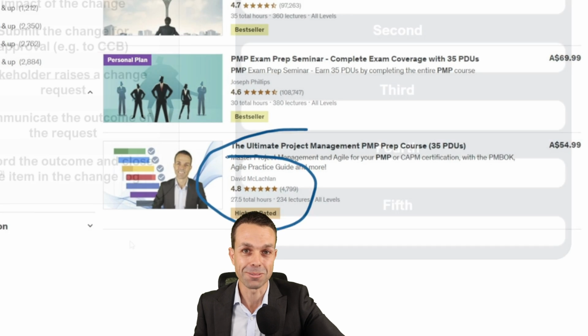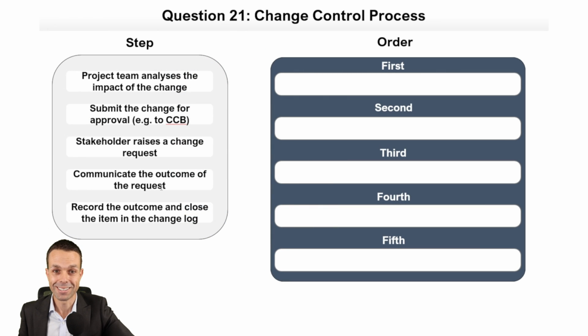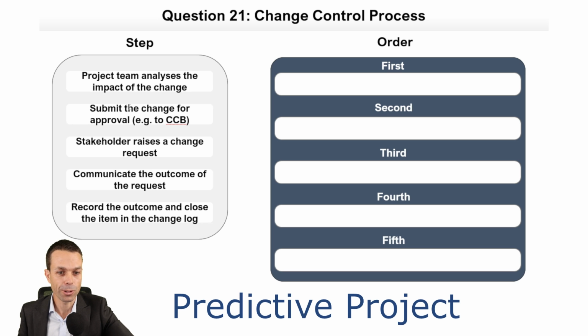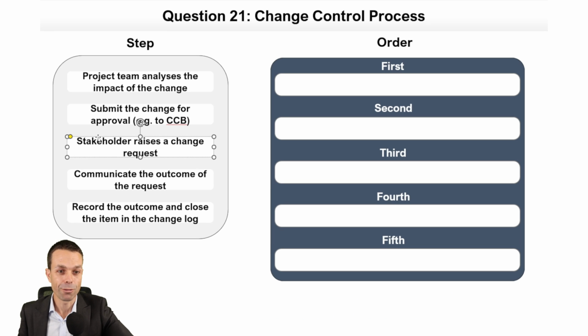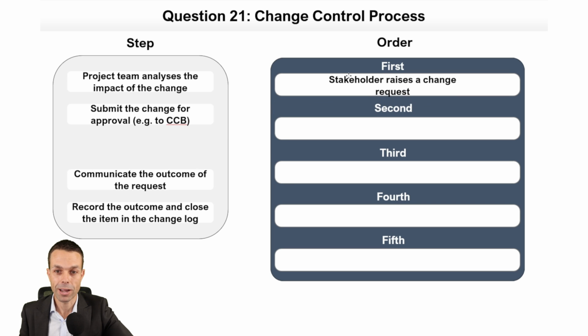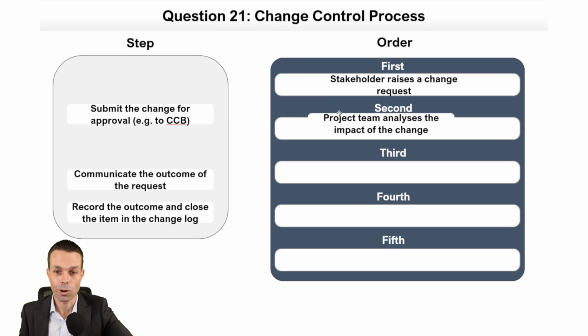Let's get into the first question. And this first one looks like change control process. All right, how do we do change control on a project? What's the first thing we do? The stakeholder. Now remember, any stakeholder can raise a change. So they're going to raise a change request, and then we need to analyze the impact of the change.